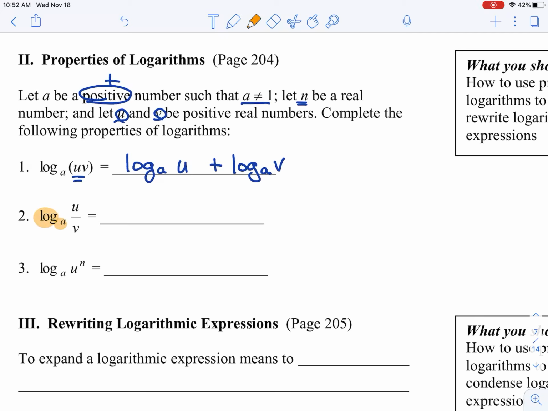Same thing here. If I've got the log base a of u divided by v, to separate that division within the log, I'm going to use subtraction. So log base a of u minus the log base a of v, and those are equivalent. And then lastly, we kind of talked about this last time. If I've got log base a of u to the n power, this n can be pulled out in front, and we can say this is really like saying n times the log base a of u. So those are 3 properties that we'll be using a lot of, okay?